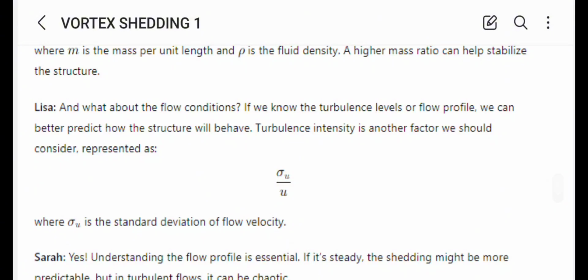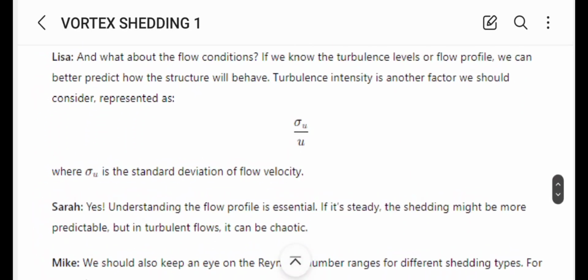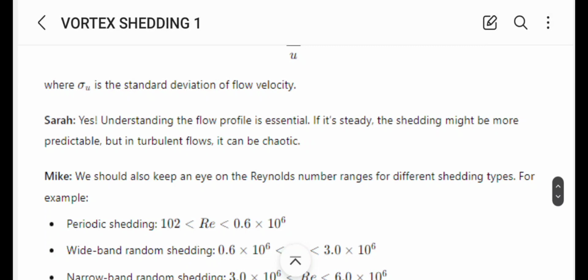If we know the turbulence levels or flow profile, we can better predict how the structure will behave. The turbulence intensity is another factor we should consider, where sigma u is the standard deviation of the flow velocity. Yes, understanding the flow profile is essential. If it's steady, shedding might be more predictable, but if it becomes turbulent, it can be chaotic.